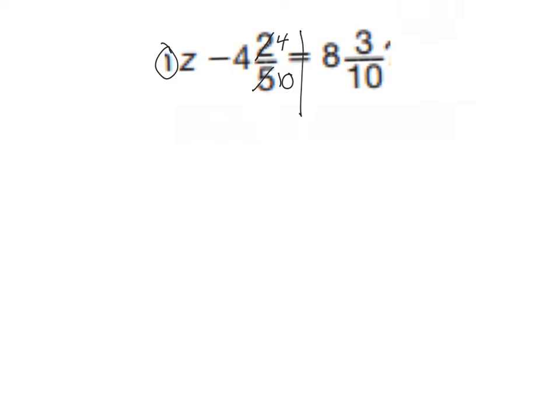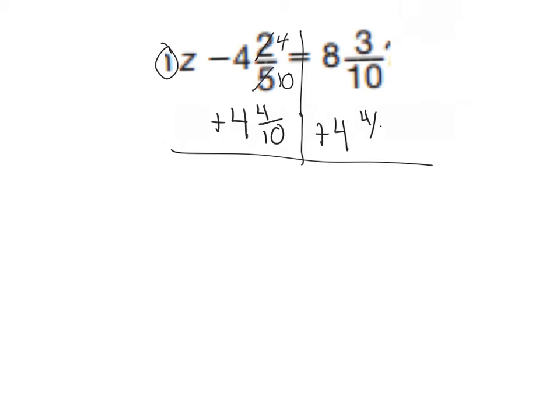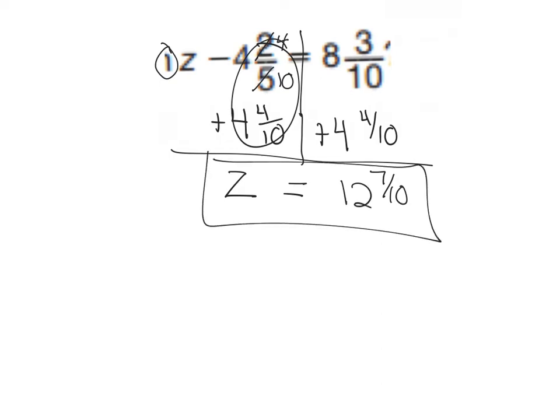So draw your line to separate your sides. Now this is subtracting, so that means we're going to add 4 4/10 to both sides. So I'm going to add it to this side as well. So negative 4 4/10 plus 4/10 makes a 0, so they cancel out. And this will leave me with Z equals, and then 4/10 plus 3/10 is 7/10, and 8 plus 4 is 12. So that would be your final answer since 7/10 cannot be simplified.